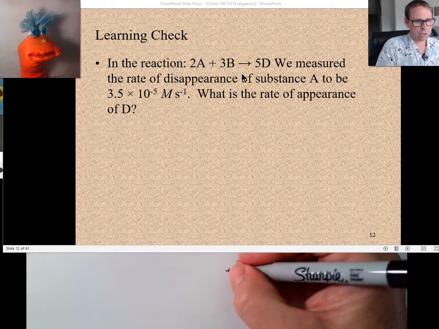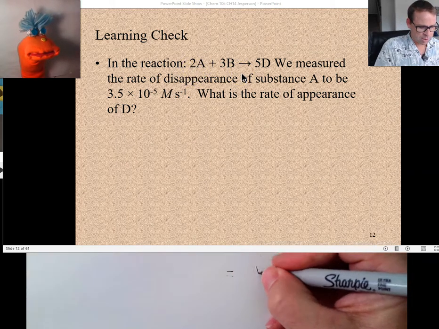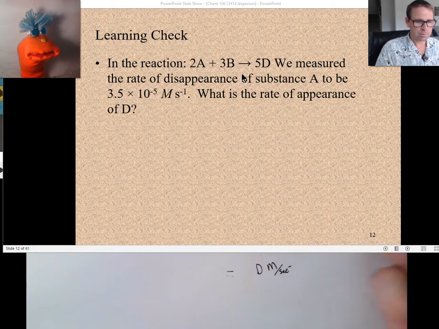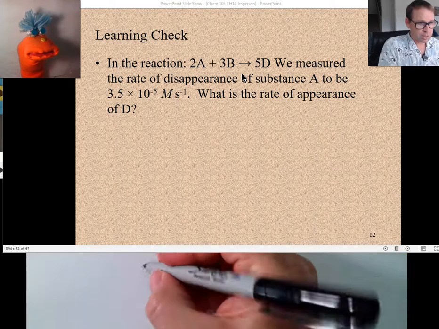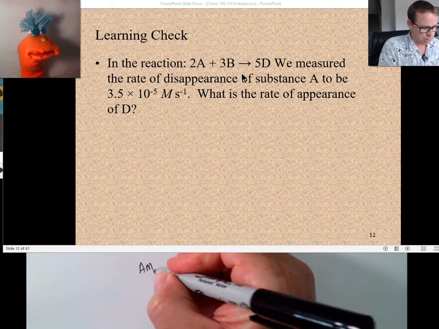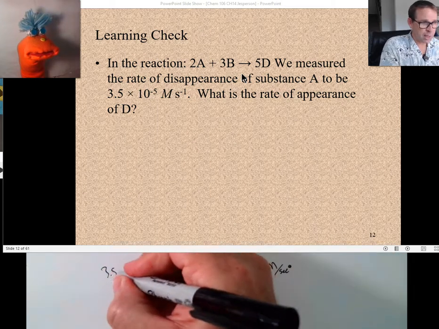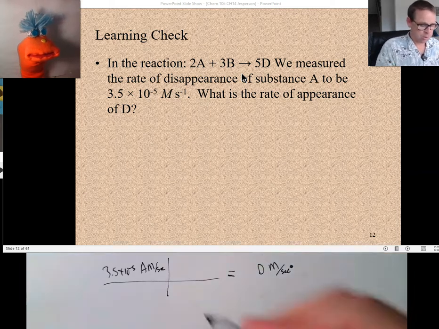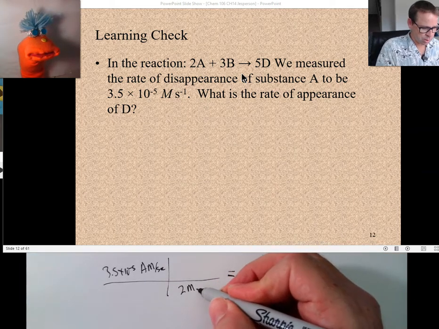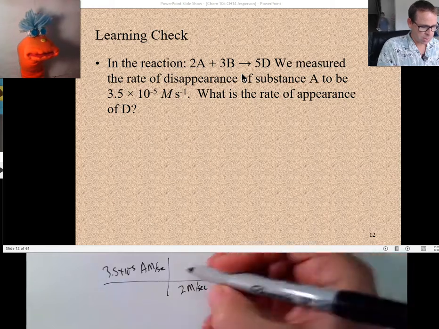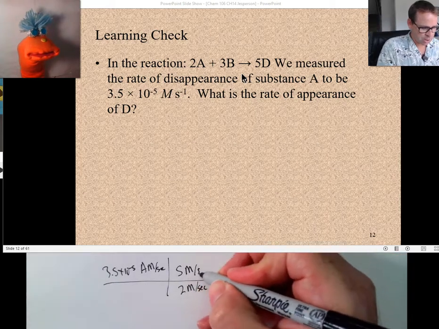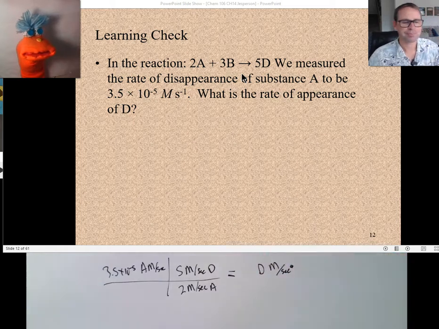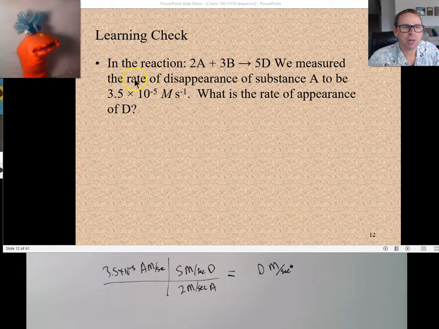So you could kind of think of it as we want to know D's molar per second, right? No negative 1 there. It's already there, down below. D's molar per second. And if we start off with A's molar per second, and that value is 3.5 times 10 to the minus 5, well, we can use as a conversion factor 2 molar per second of A is going to disappear at the same rate as 5 molar per second of D. All right, so it's going to be 3.5 times 10 to the minus 5 times 5 divided by 2.